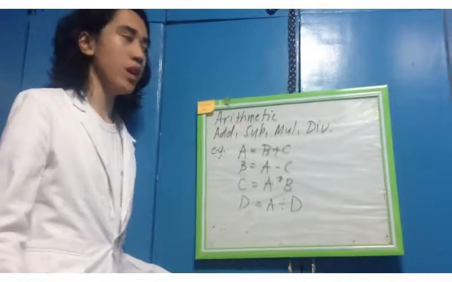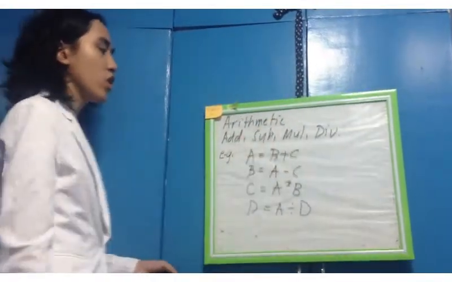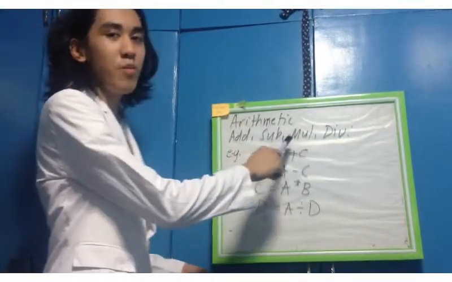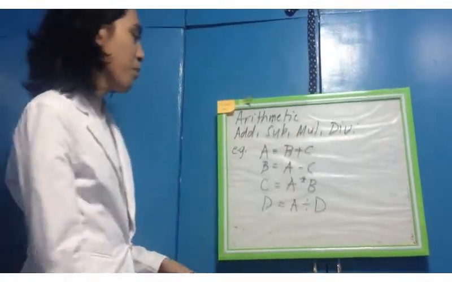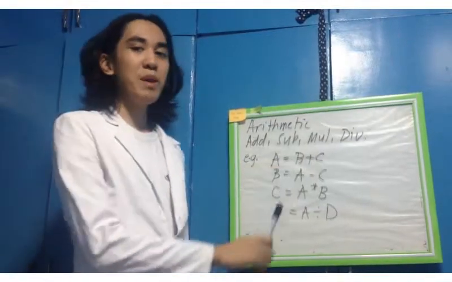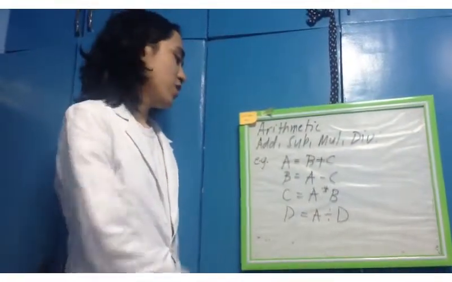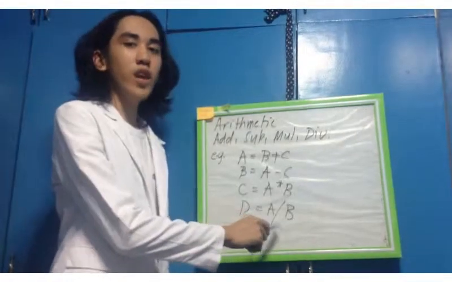Like in other programming languages, arithmetic operators also exist in assembly language. There is addition, subtraction, multiplication, and division. For example, A equals B plus C, B equals A minus C, C equals A times B, and D equals A divided by B.